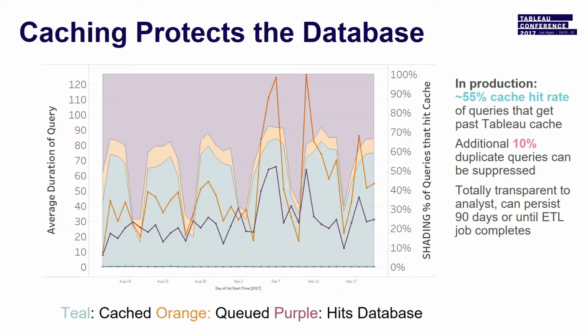So in practice, we see about 55% of the queries that make it past Tableau's cache hit our cache. And then an additional 10% are duplicates of another query that's already running simultaneously. So again, those don't have to hit the database. So only 35% of the queries that are coming out of Tableau actually hit our database, which has obvious implications in terms of how big the database needs to be and the level of concurrency that we can support.